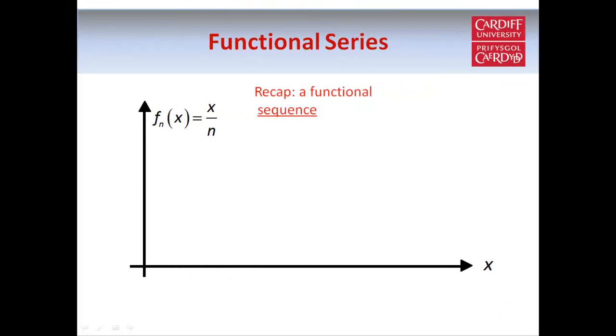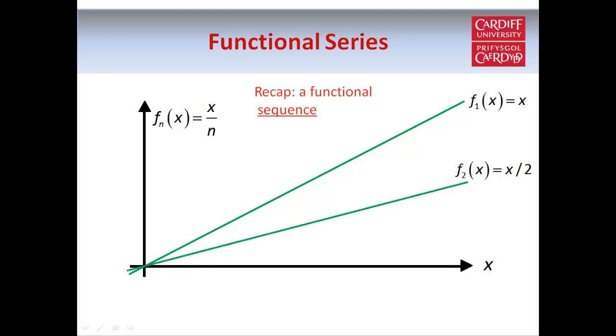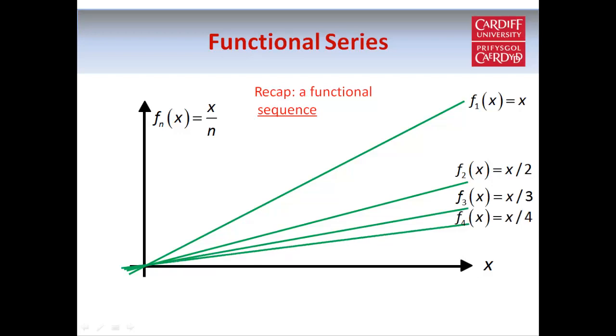Now just to recap, if we have a functional sequence where the terms are given by x over n, we can draw each function in the sequence on a diagram. So the first function in the sequence is the straight line f1 of x equals x, the second function is f2 of x equals x over 2, then we have f3 of x equals x over 3, and of course each function in our sequence is a straight line. The straight lines become less and less steep, and they do actually converge in a pointwise sense to the limit function f of x equals 0, which is a constant function.